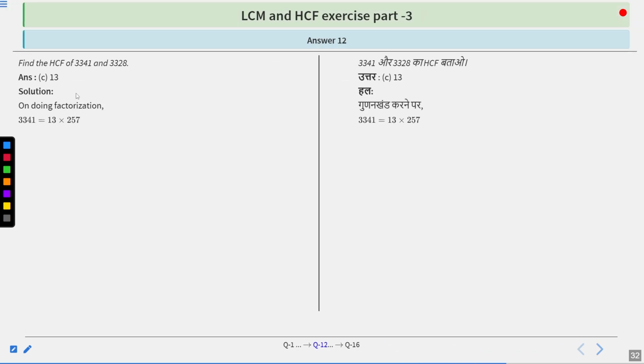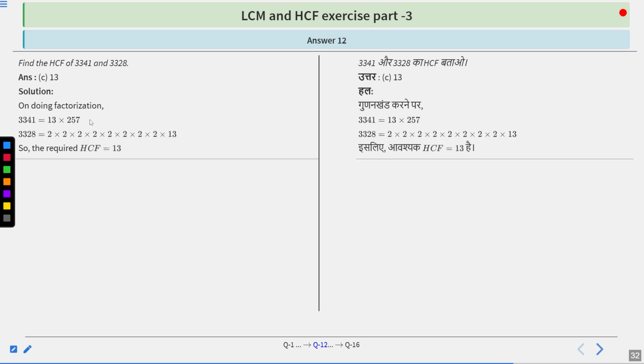Now we are going to find the factors of 3,341, that is 13 into 257. And the factors of 3,328 are 2 into 2 into 2 into 2 into 2 into 2 into 2 into 13. Now 13 is appearing in the factors of both numbers, so it is the common number. So the required HCF is 13, because apart from 13, no other number is appearing in both the factors. So option number C, 13, is the correct answer.